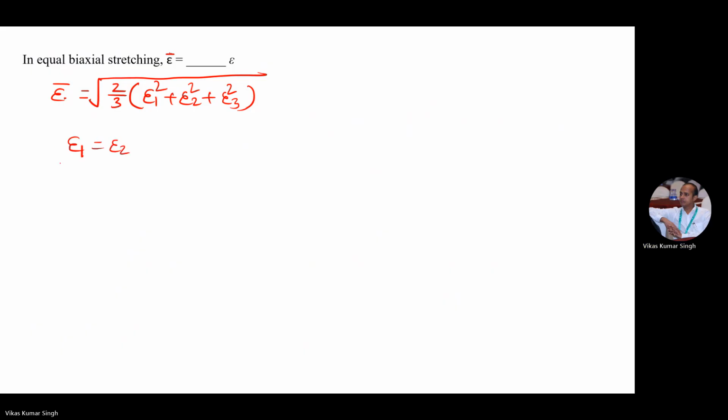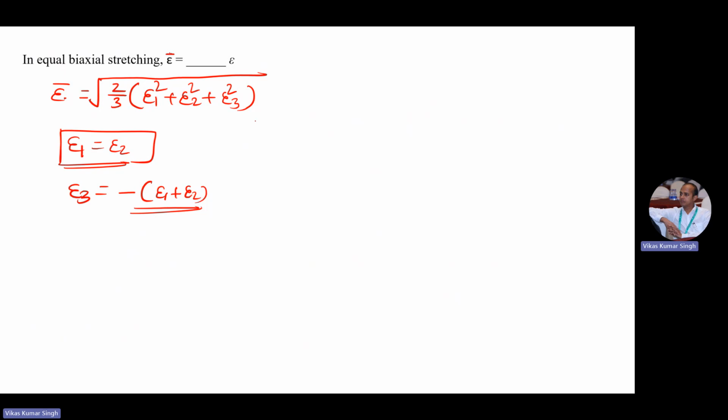You know the formula for effective strain: the square root of 2/3 times epsilon 1 square plus epsilon 2 square plus epsilon 3 square. Now, what is equal biaxial? Equal biaxial means epsilon 1 is going to be equal to epsilon 2. And what about epsilon 3? Epsilon 3 we can consider as minus of epsilon 1 plus epsilon 2. Correct?